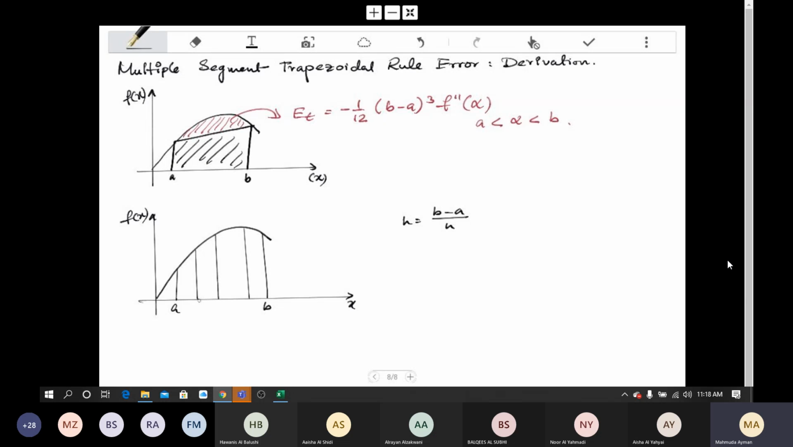Okay, and here we have a plus h, here we have a plus 2h, and here we have a plus (n minus 1) times h, right? And we know that the width of the segment, or the distance between the parallel sides of each segment, is this h value here.